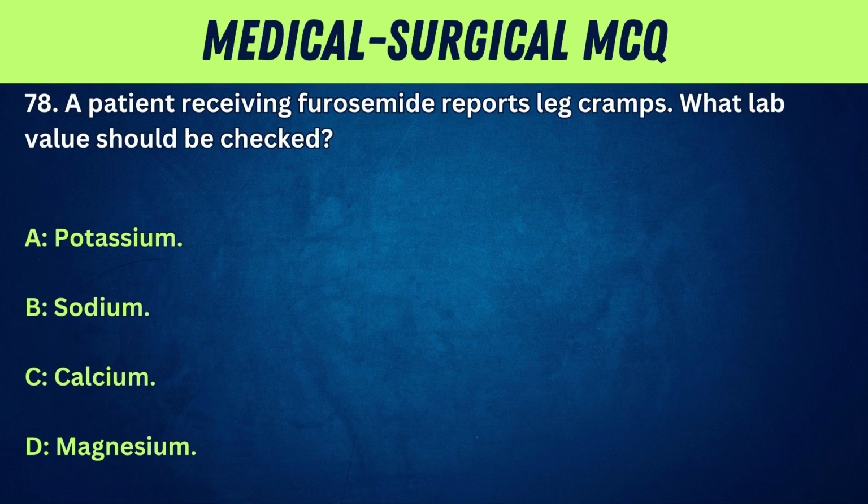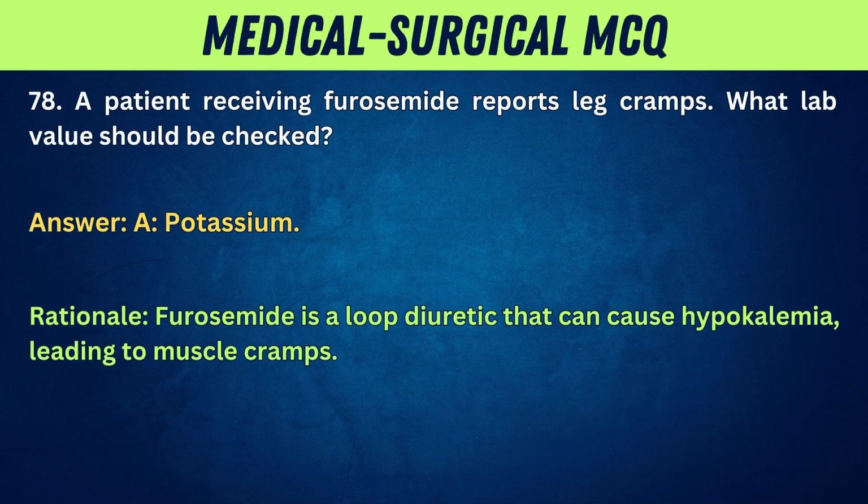78. A patient receiving furosemide reports leg cramps. What lab value should be checked? A. Potassium. B. Sodium. C. Calcium. D. Magnesium. Answer: A. Potassium. Rationale: Furosemide is a loop diuretic that can cause hypokalemia, leading to muscle cramps.